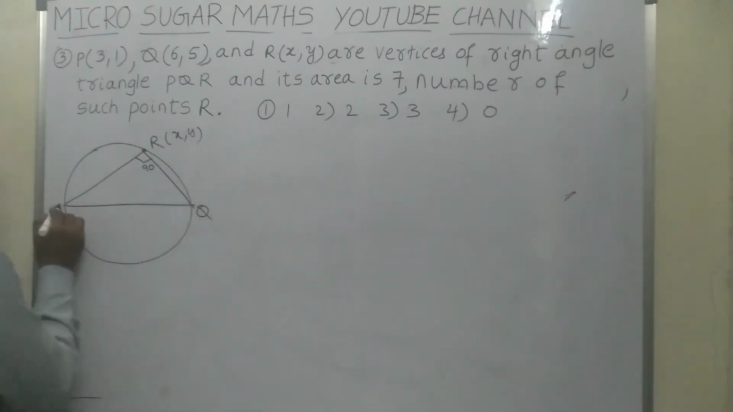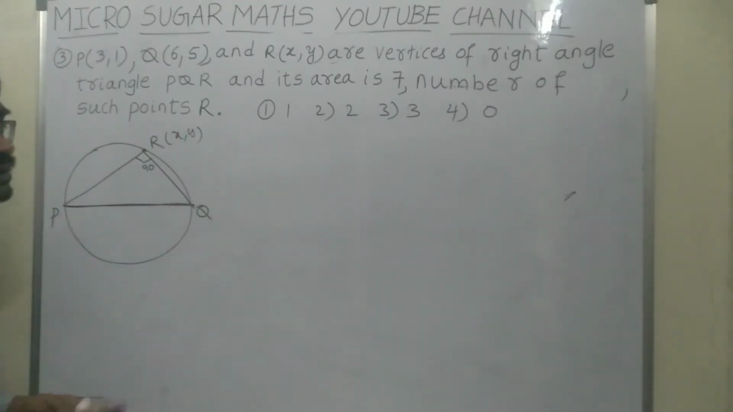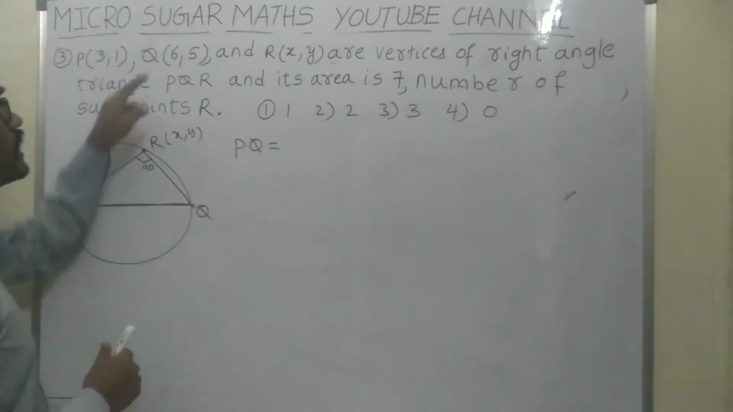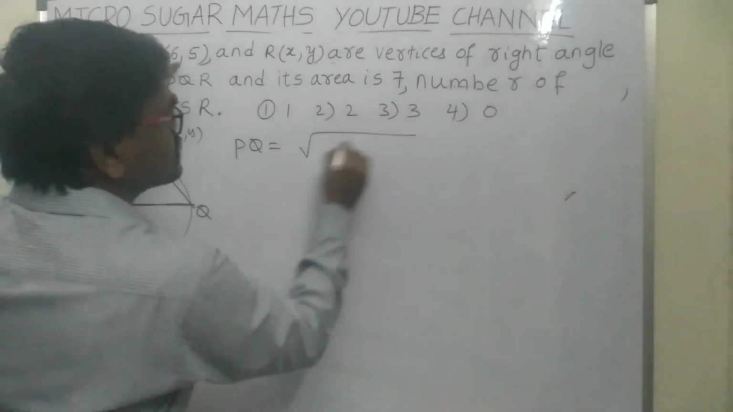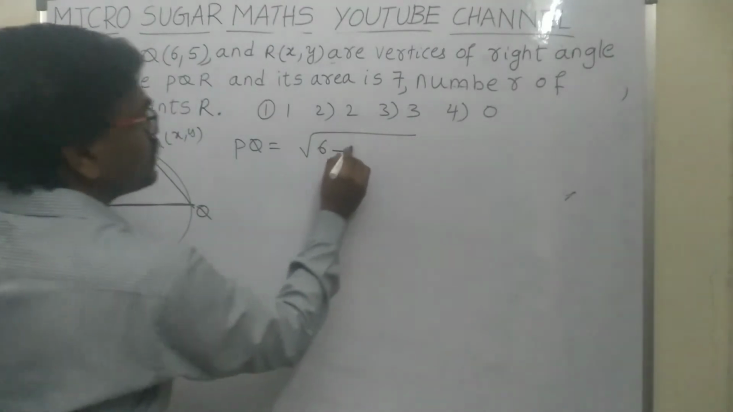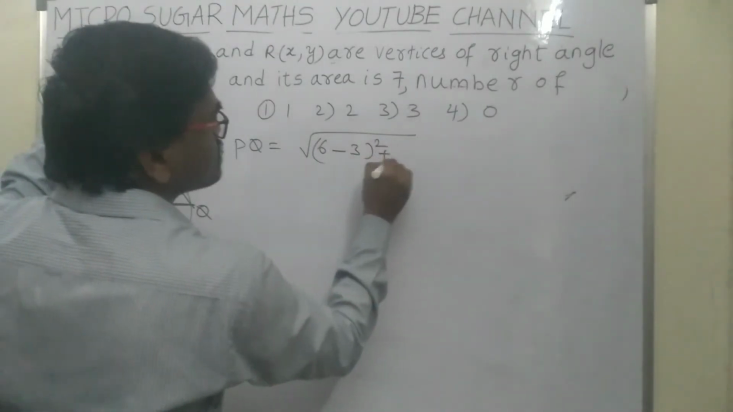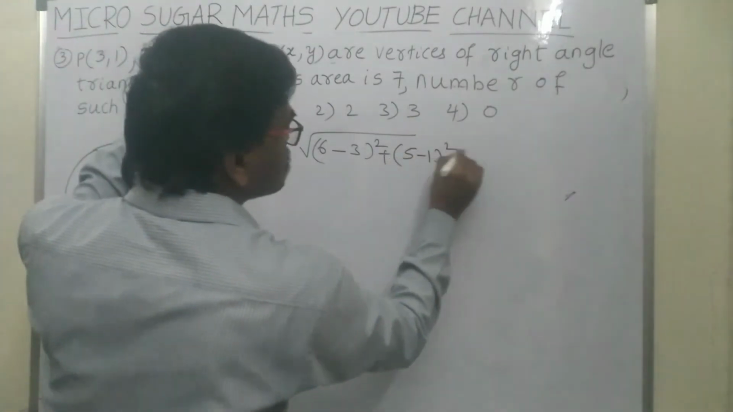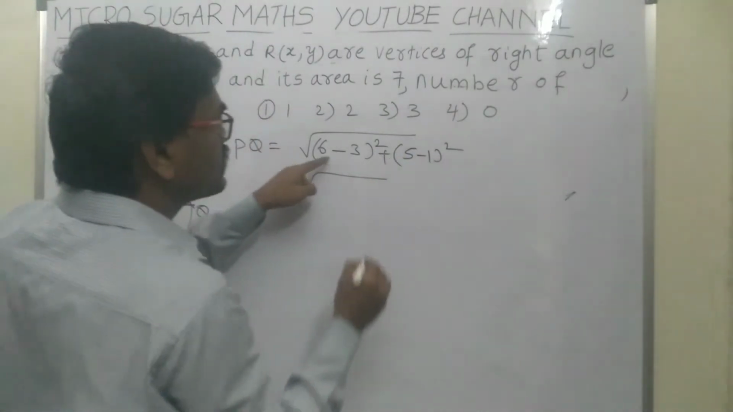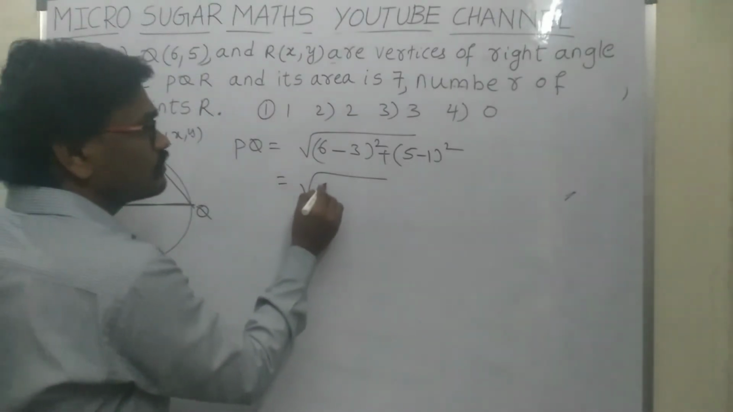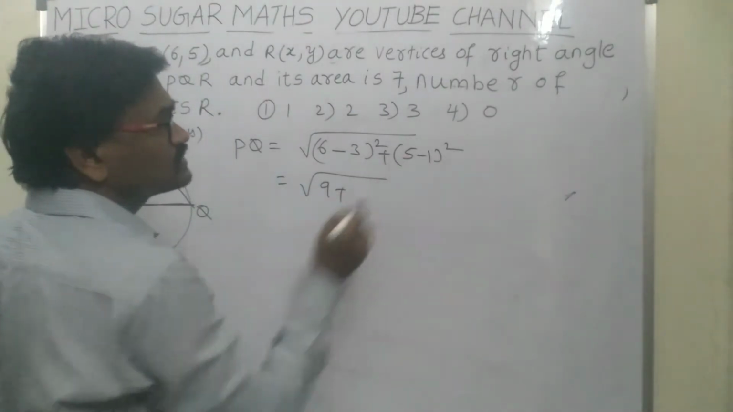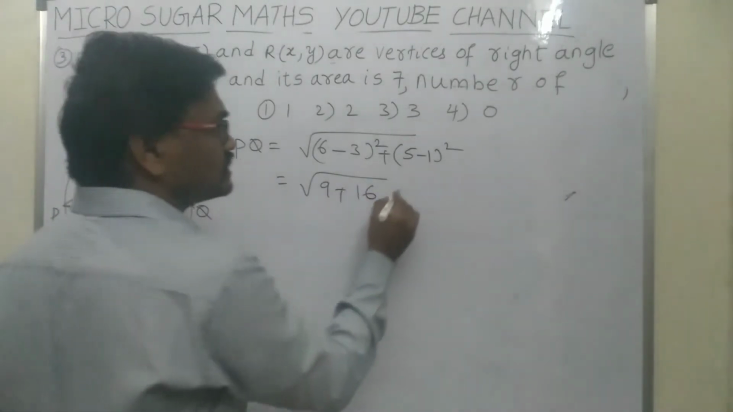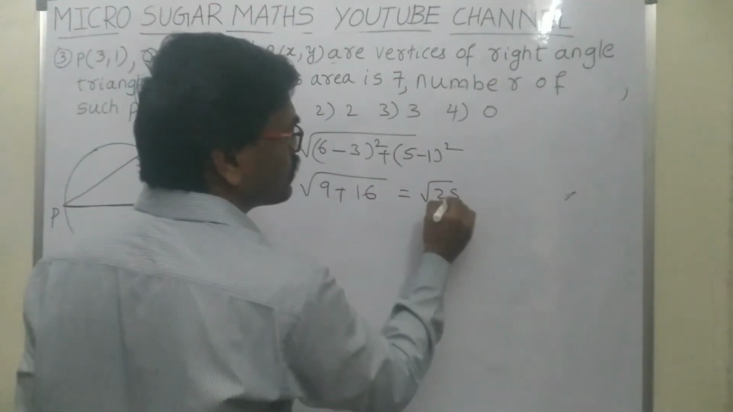Now students, first find out the PQ length. PQ length using distance between 2 points. Your x2 value is 6, so (6 minus 3) whole square plus (5 minus 1) whole square. Students, 6 minus 3 means 3 square, 9. 5 minus 1 is 4, 4 square means 16, that is equal to root 25.